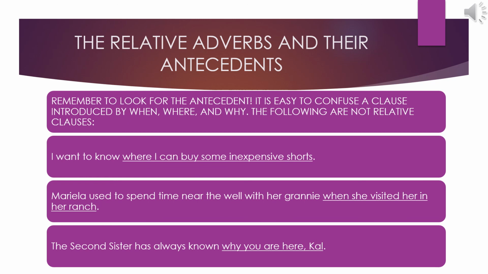And in the last example, you can check that we are using the word why. So that means that the antecedent for why should be a cause, a motive. The second sister has always known why you are here, Cal. What is the antecedent of why? We don't have a word that shows motive. So this is not really a relative clause. We do not have an antecedent. That is actually a noun clause. The second sister has always known what? Why you are here, Cal. That is actually a noun clause acting as the direct object.